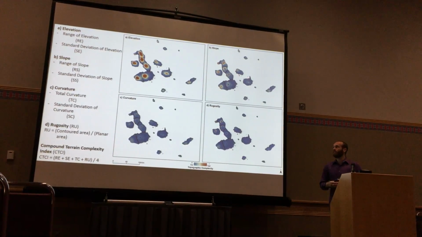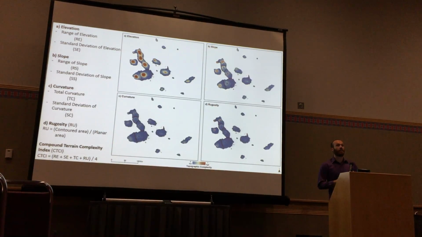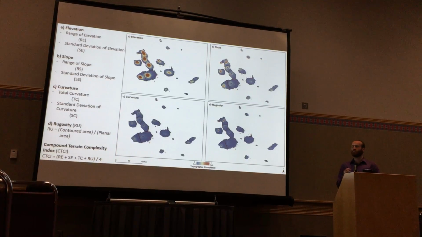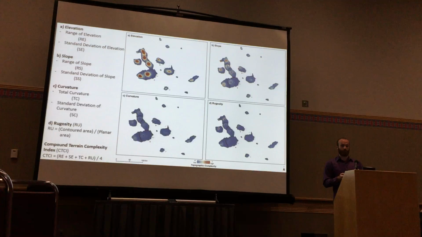And then a new one that many people are starting to use is the Compound Terrain Complexity Index, or CTCI. This is looking at many different aspects of complexity. So it uses range and standard deviation of elevation, total curvature, and rugosity.